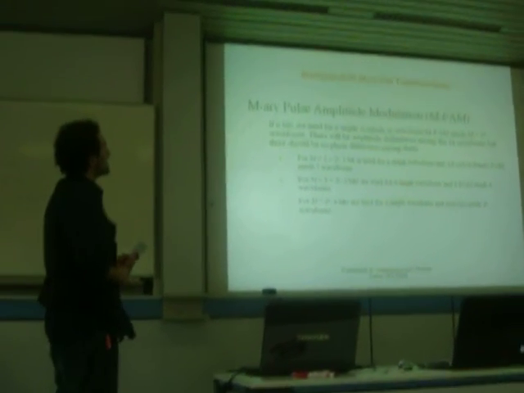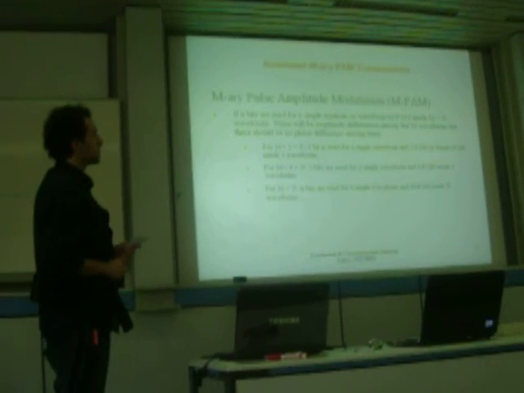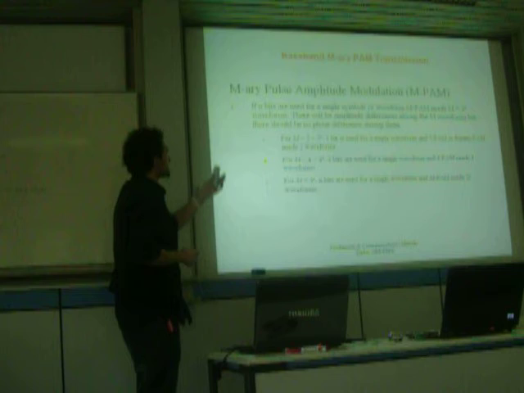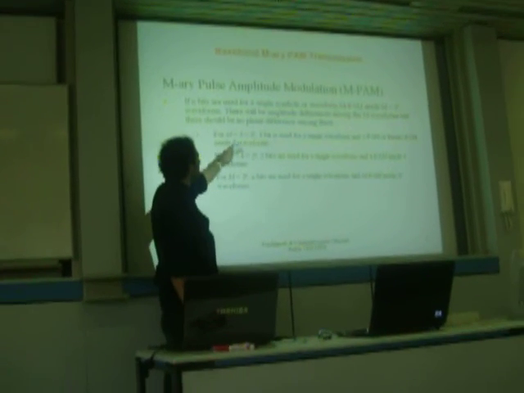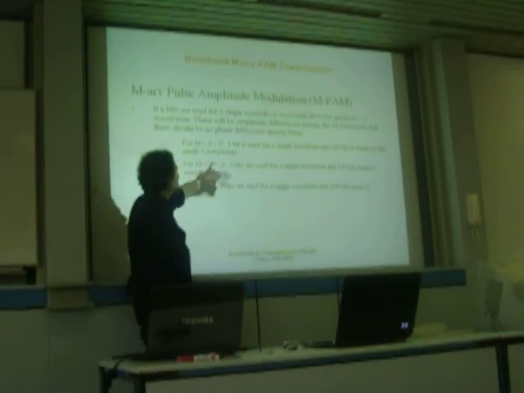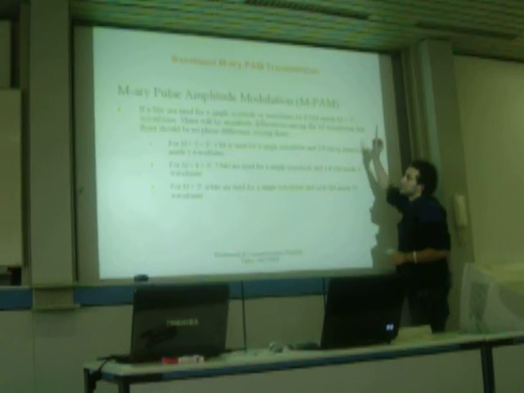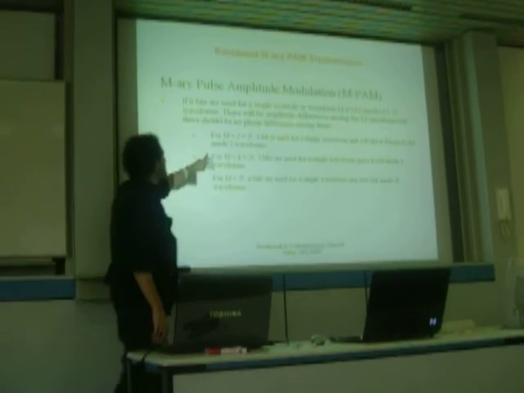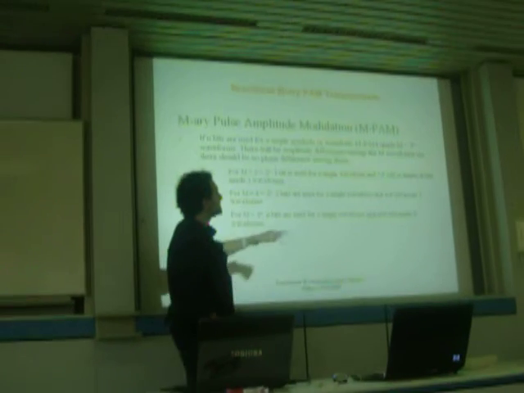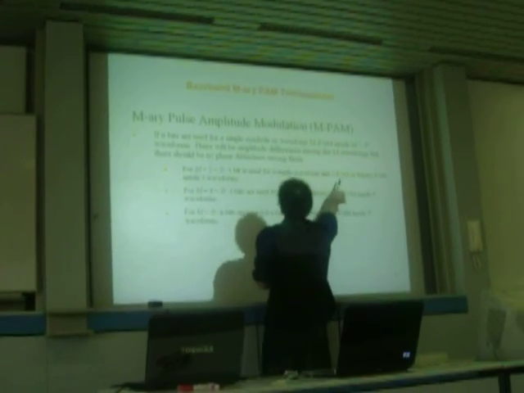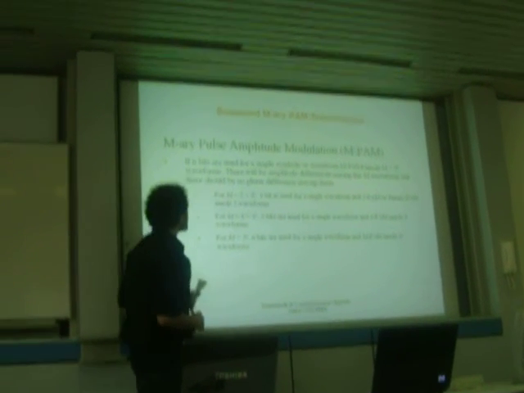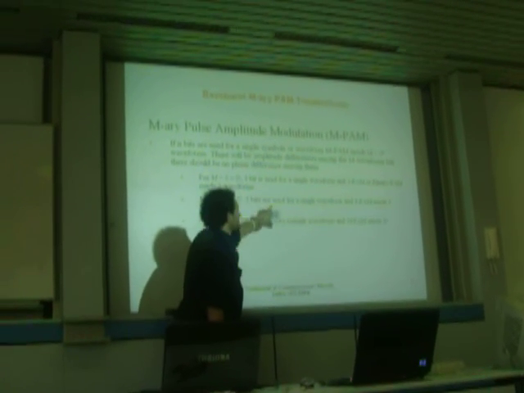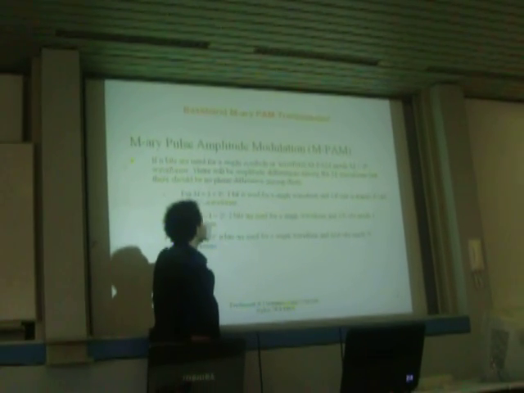Let's see this page. If n bits are used for a single symbol or waveform, M-ary PAM needs M equal to 2 power n. What is the meaning of this definition? For example, for M equals 2, 2 equals 2 power 1. This 1 is our small n. And we can say that 1 bit is used for a single waveform. We have big M equals 2, and we can write it as 2-PAM. Let's look at the other example. For M equals 4, which equals 2 power 2, 2 bits are used for a single waveform, and we can say 4-PAM.